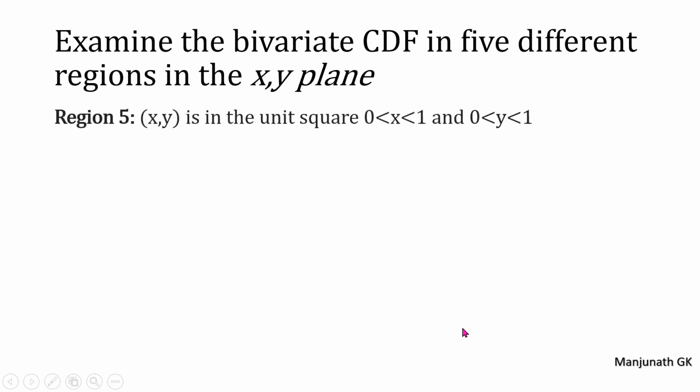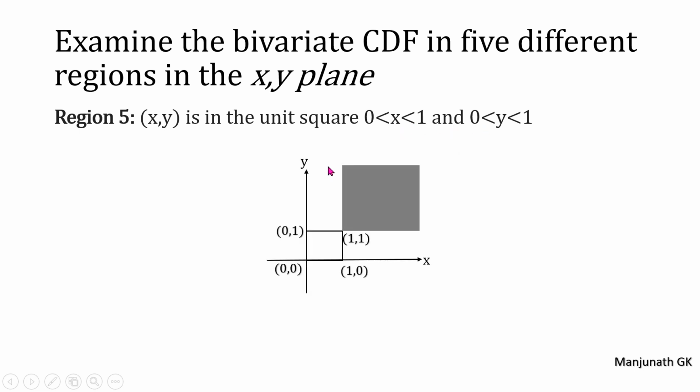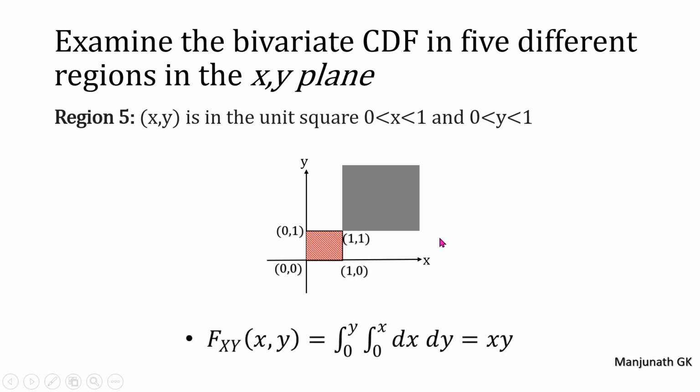Let us consider region number 5. It is a unit square, and the values of x and y are varying from 0 to 1. This is an XY plane and the bivariate PDF is considered. Region number 5, where x and y are varying from 0 to 1. In this region, what would be the value of the bivariate CDF? It will be xy, because x is varying from 0 to x and y is varying from 0 to y. So after simplifying, the bivariate CDF in this region would be xy.